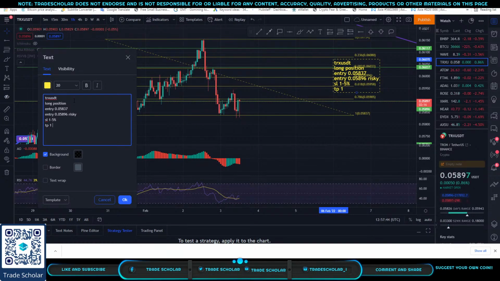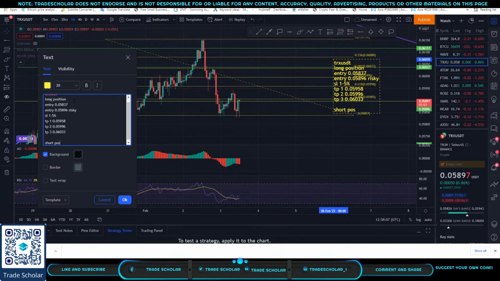TP1 will be 0.618, 0.055. TP2 will be 0.05996. TP3 will be 0.06033.